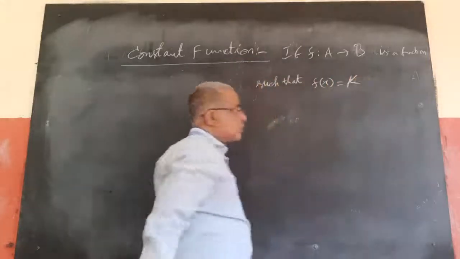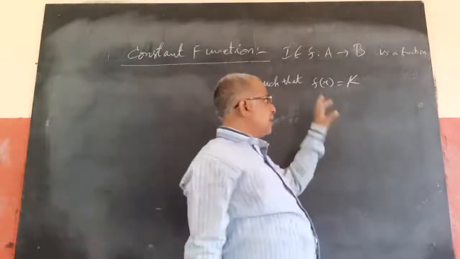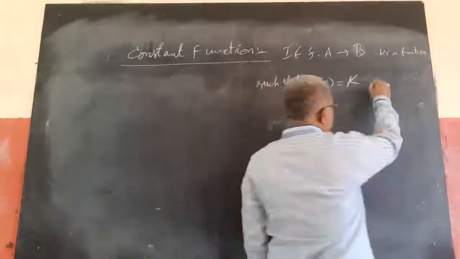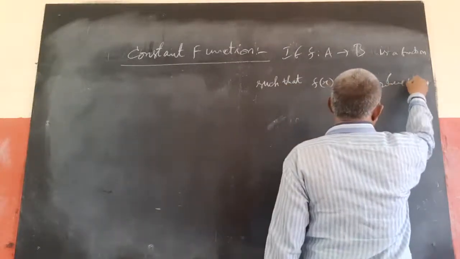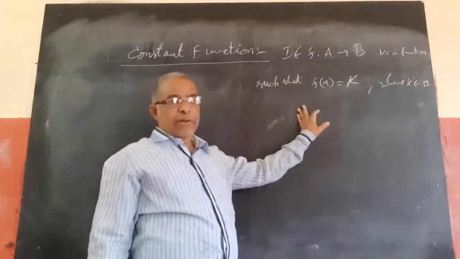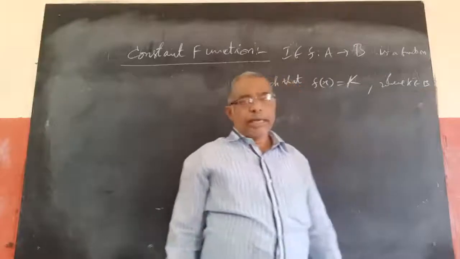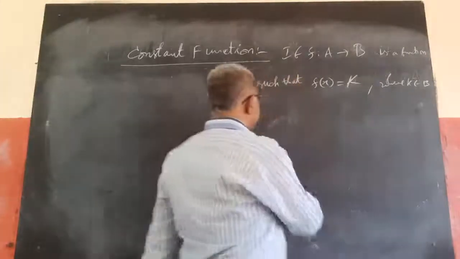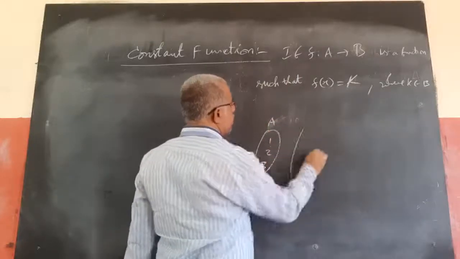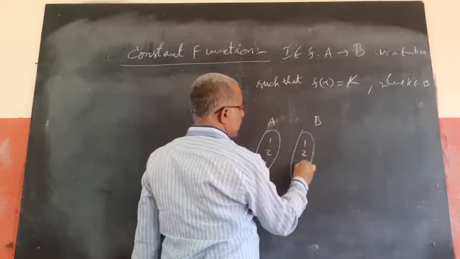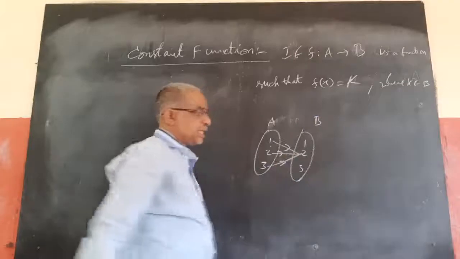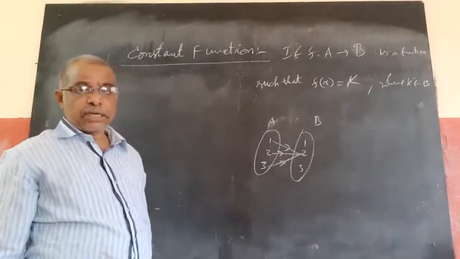F of x equal to some k means all the elements of A are mapped to only one element in B, where k belongs to B. Then it is called a constant function. For example, A is {1, 2, 3} and B is {1, 2, 3}, but all are mapped to only 2, or all are mapped to only 3. Then it is called a constant function.